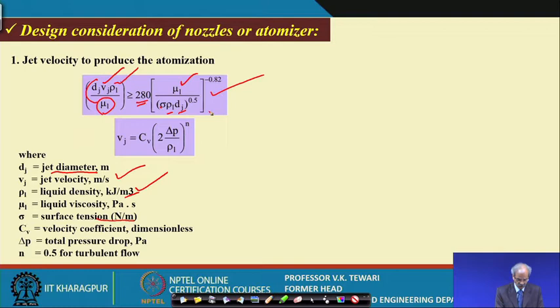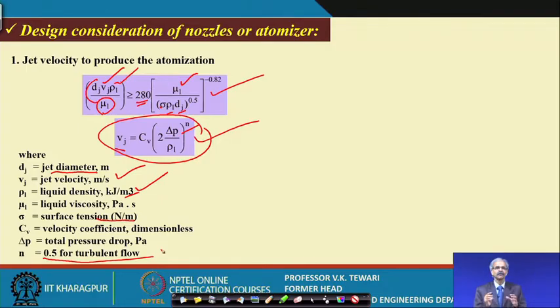So, there is a relationship here, and Vj talks of the jet velocity. This Vj is given by something like this, where delta P is the pressure and N is 0.5 for turbulent flow. That talks of what type of flow will take place in the nozzle system when it is working. So, this is one piece of available information about jet velocity for atomizers and nozzles, which can be selected for our use.